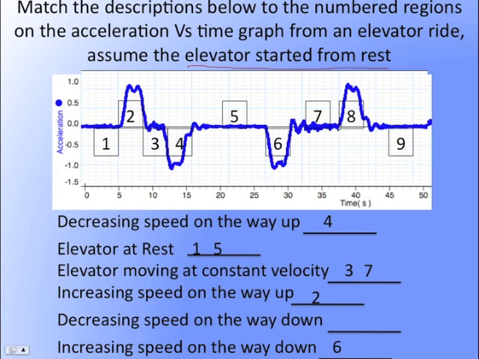And then here the acceleration goes positive, but we're already moving. So we know it can't be the elevator speeding up. Here the elevator is decreasing its speed, and we're on the way down. And so that's region 8. And then we know anytime an elevator starts to slow down, the next thing it's going to do is stop. And so region 9 is another elevator at rest part.